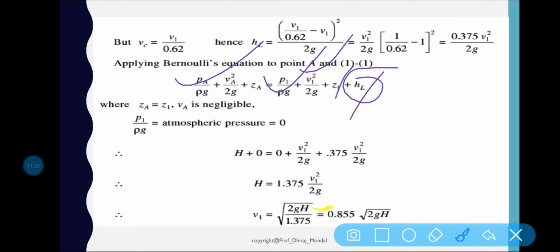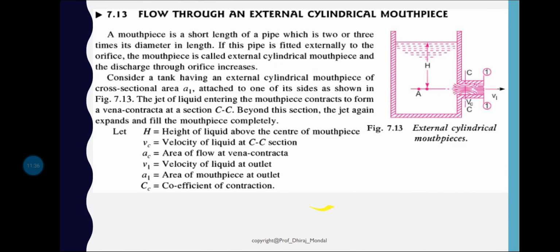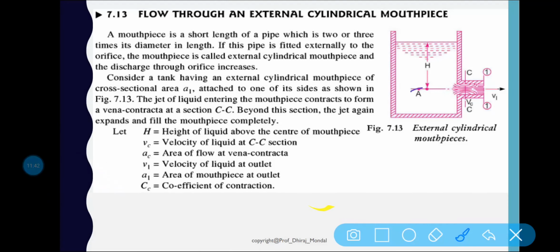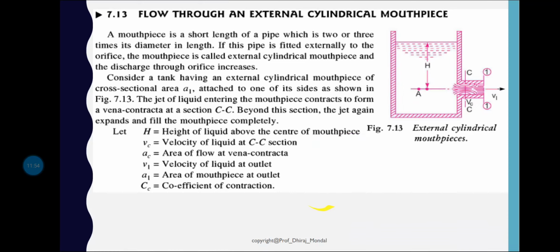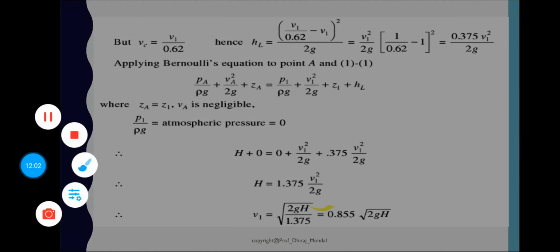But you know that Za is equal to Z1, and Va is negligible. Here you can see in this diagram Za is equal to Z1, the same datum line, and Va will be negligible because there is almost zero velocity at that point. Also, P1 by rho g is the atmospheric pressure, isn't it?